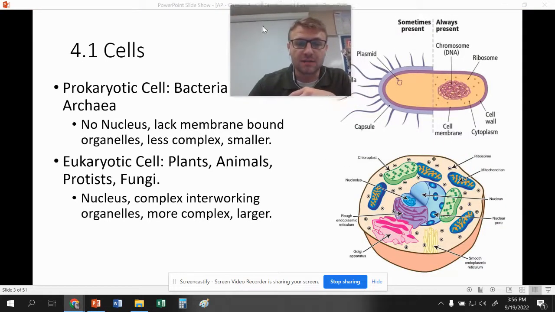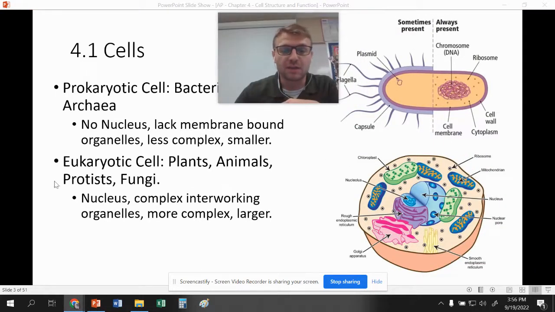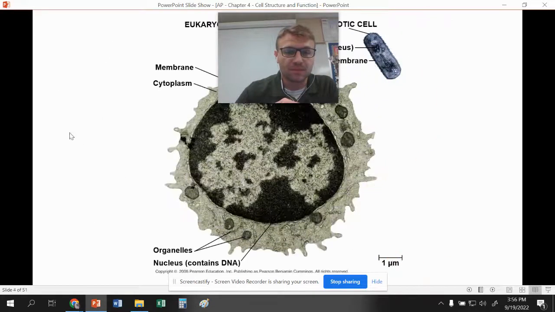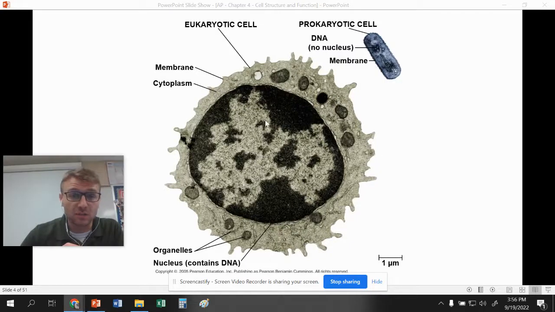Eukaryotic cells. These are much more complex. These include plants, animals, protists, and fungi. They have a nucleus. They have membrane-bound organelles. They have inner working organelles. They're much more complex and they're larger. So that's the main difference between both of those. Here's a good image of a eukaryotic cell and a prokaryotic cell. Again, you can fit hundreds, if not thousands, of prokaryotic cells in a eukaryotic cell.